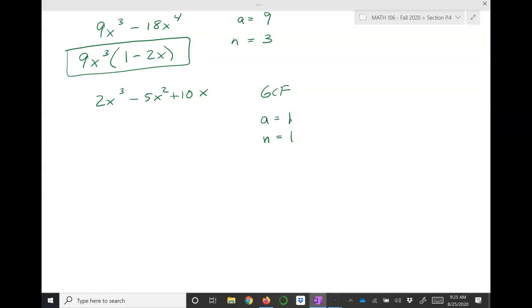Not a problem. Okay, so I'm factoring out a 1x to the first, so I'm not going to write that. I'm just going to write x. And then we have, all right, how do I get 2x cubed? I'm going to do 2x squared. And then how do I get negative 5x squared with minus 5x? And then finally a plus 10.